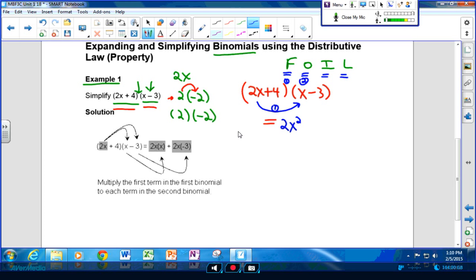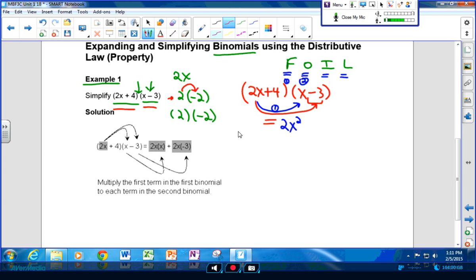Step 2 is our O, which is outside. Okay, what does that mean? Outside means that we're going to take the 2x and we're going to multiply it by the outside of the second one, which is negative 3. Now, please keep in mind that when you're doing FOIL, when you're multiplying using the distributive property, which is what we're using, the multiplication includes the signs of both terms. In the case of 2x, we assume that it's positive. There's no plus sign, but we know it's positive because there's not a negative sign.